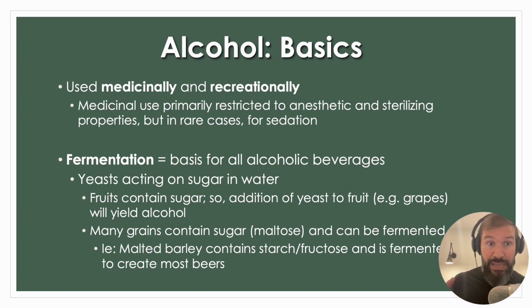Well, historically, especially, fruit, as we all know, contains natural sugars. So if you add yeast to the sugar that is in a fruit, for example, in the case of grapes, you get alcohol. Many grains contain sugar, such as maltose, and can be fermented. The best example of this is malted barley, which contains pretty high amounts of starch and fructose, and is therefore fermented in that way to create most of the beers that we know of today. Now, there are very many offshoots of this, but you can consider this to be a fundamental starting point for what most beers are like today.